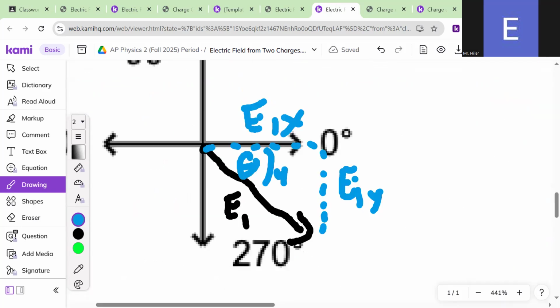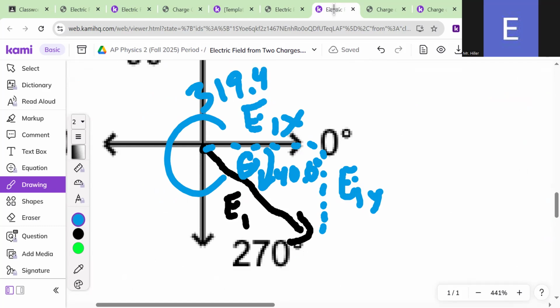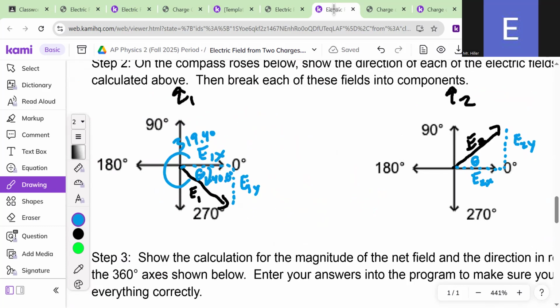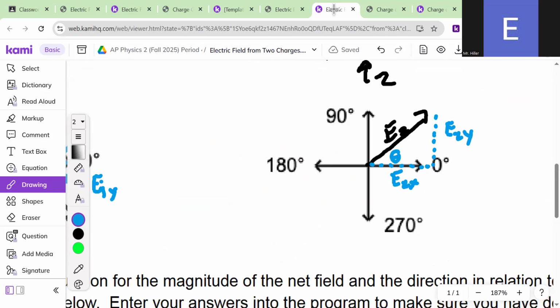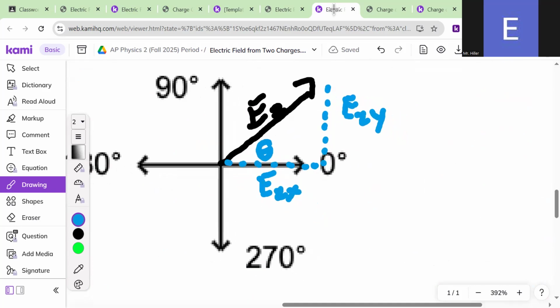So this is 40.6, but in this direction. So if I go all the way around, 360 minus that, it's about 319.4 degrees, right? That's my angle. Okay. And then here, my angle, same thing. What's my angle here?